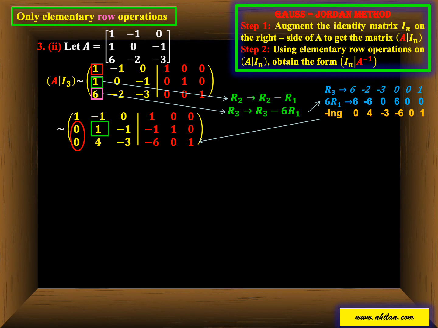Okay. Next, I move to A22 element, which we need to get as 1. Here it is 1 already. So it's simple. We can skip to the next step. That is A32 element, which is 4 here. We want to make it as 0 by using row 2 as pivot row.